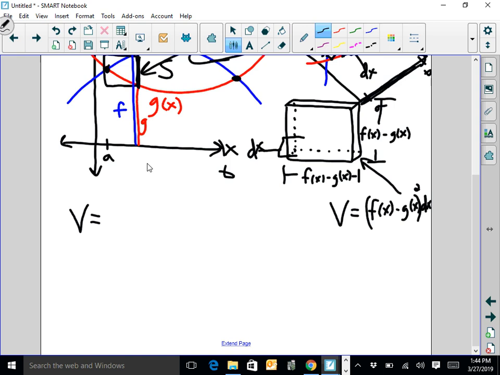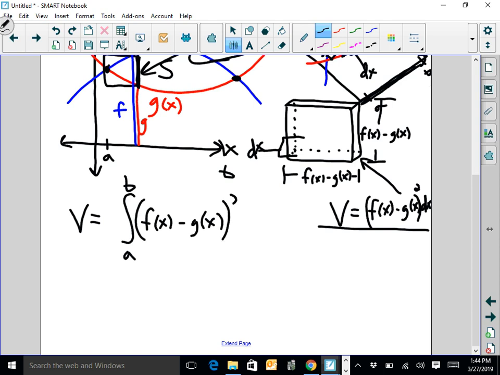So to answer this question, our volume is going to be the integral from A to B. Right? I'm going left to right because my cross sections are perpendicular to the x-axis. I'm going to do the integral from a to b of the volume right here. So it's going to be f of x minus g of x quantity squared dx.